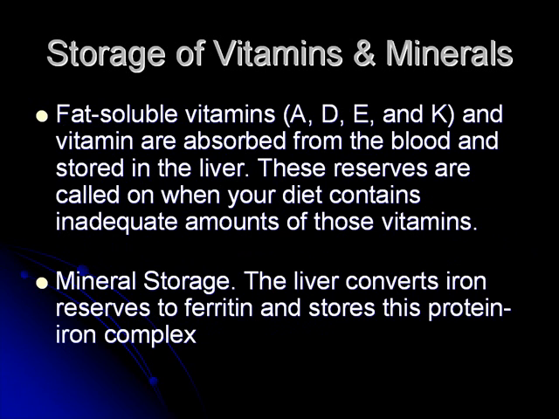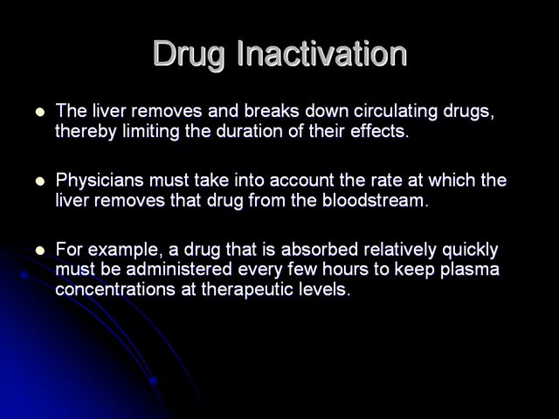Now, the storage of vitamins and minerals. Fat-soluble vitamins such as A, D, E, and K are absorbed from the blood and stored in the liver. These reserves are called upon when our diet contains inadequate amounts of those vitamins. For mineral stores, the liver converts iron reserves to ferritin and stores protein-iron complexes. For drug inactivation, the liver removes and breaks down circulating drugs, thereby limiting the duration of their effects.